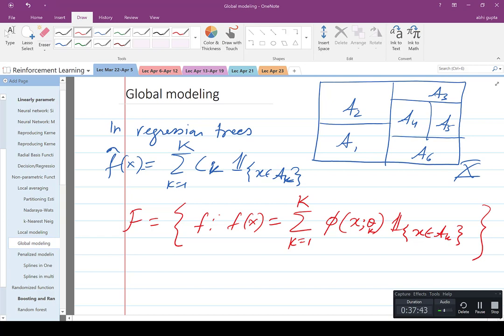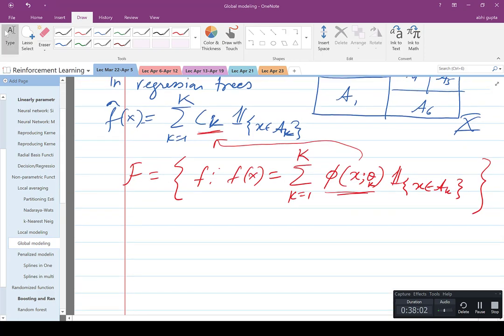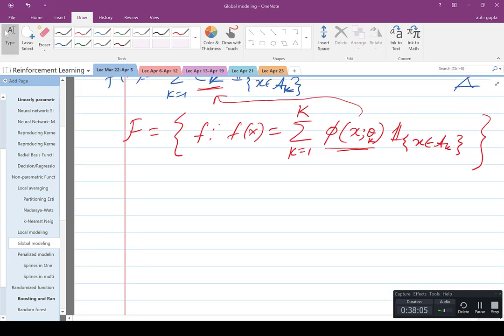So remember, in the case of regression tree, this function was actually a constant function, so that's why you had ck there, whereas now you expect this function to be a more general function, so it could be a linear function, quadratic function, or some other nonlinear function, and that's how you define the class of all functions f. Somehow the regions are already decided in this situation. Now, of course, you might argue, how do you decide the regions? So there are, of course, algorithms which will do the optimization over both theta as well as the regions Ak.